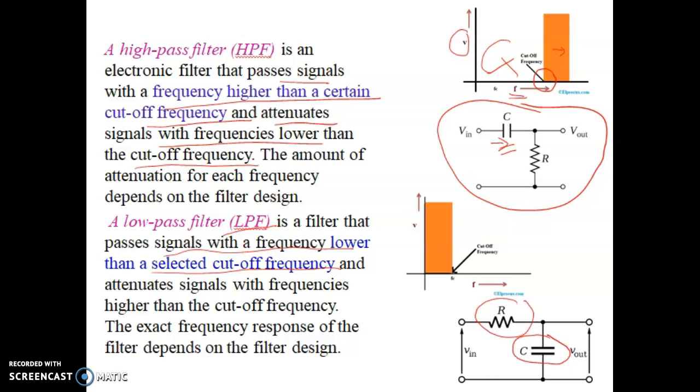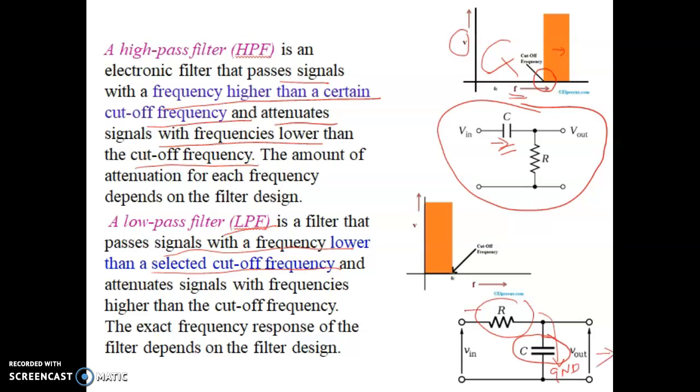So when a high frequency signal is input, this capacitance offers zero resistance to high frequency, so all the charge will be discharged to the ground. So there will not be any output.